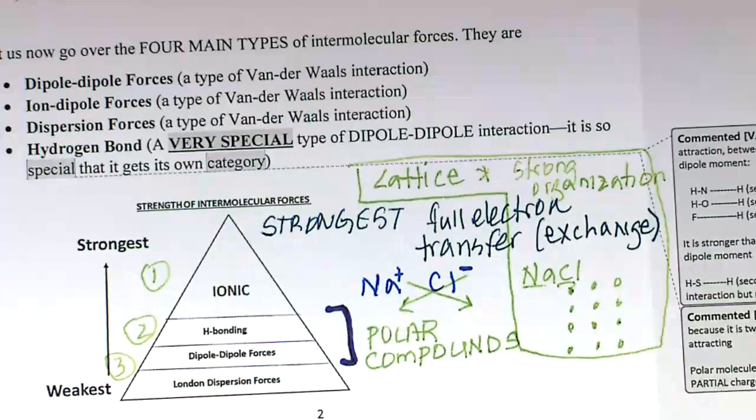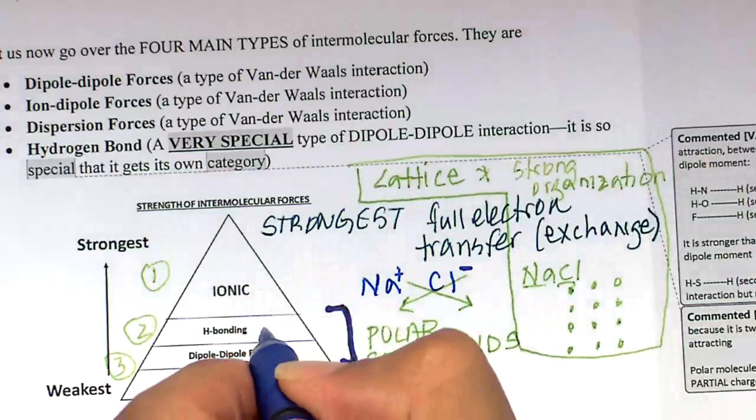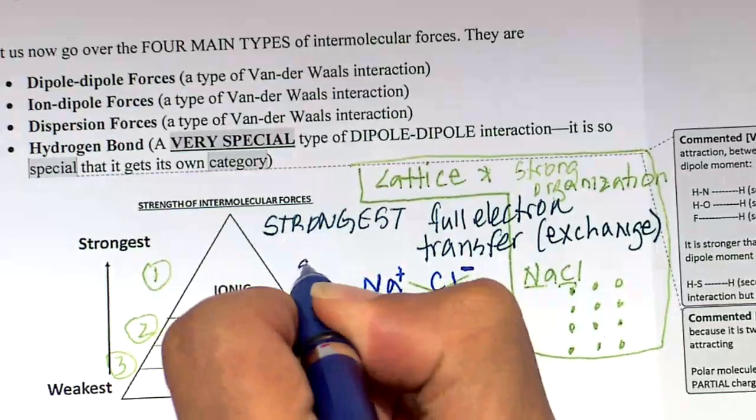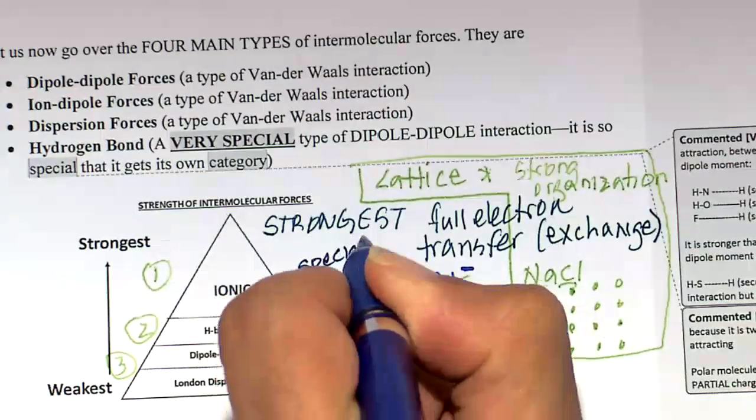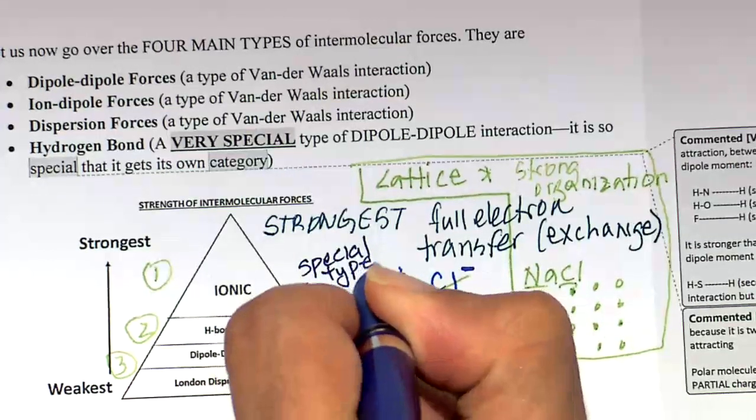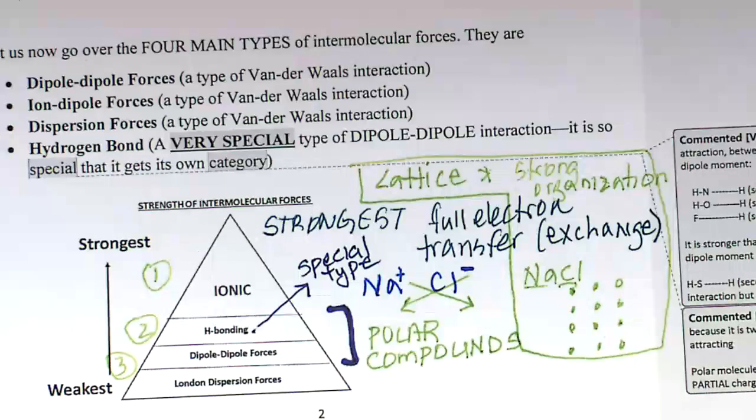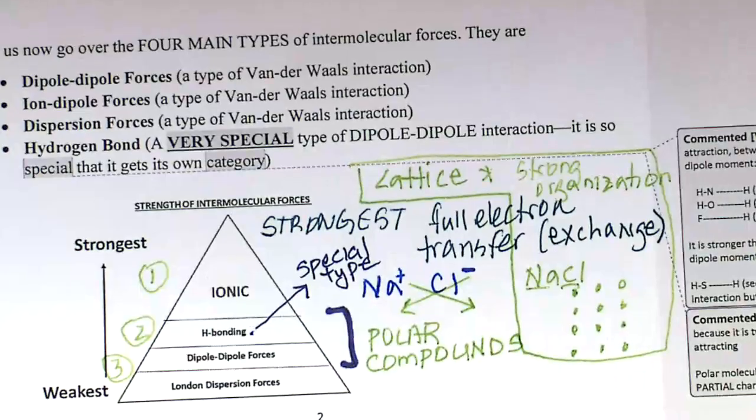So what is all of this? First of all, hydrogen bonding is part of a polar compound. London dispersion forces is part of a polar compound. They're all in the same category, but this is just a special type. Hydrogen bonding is a special type.